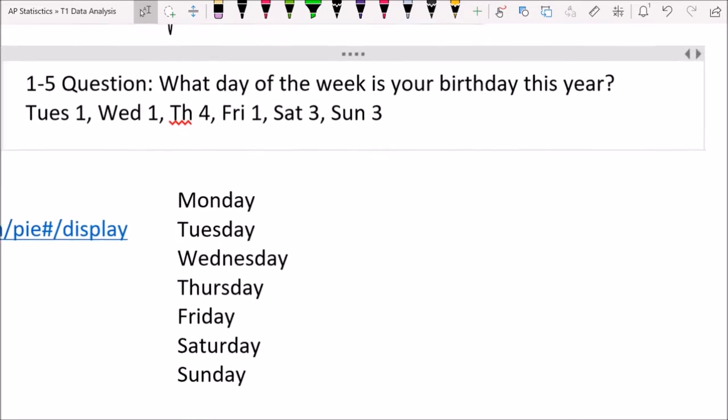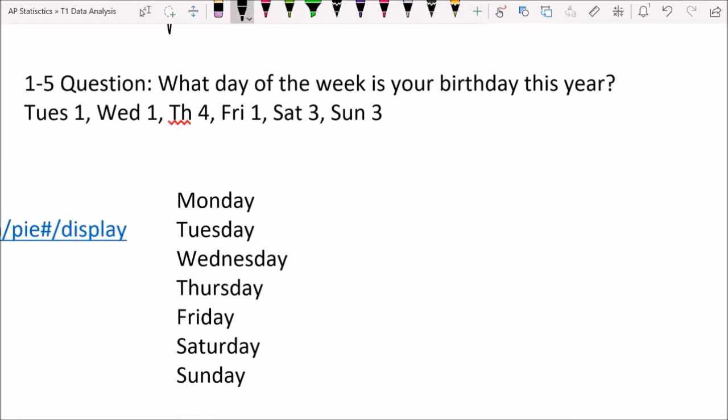First is a frequency table. A frequency table is very easy. So here it is. All it's saying is, for Monday, none of my students have a Monday birthday, so I guess we're going to have sad Mondays this year. Tuesday, I had 1 student with that. I had 1 Wednesday birthday in my class, 4 Thursday birthdays, 1 Friday birthday, 3 Saturdays, and 3 Sundays. Okay, guys, that's a frequency table.